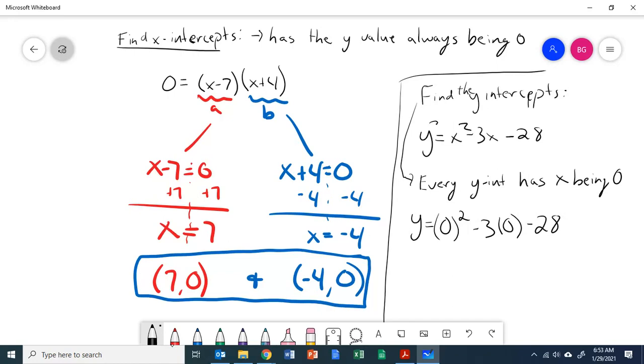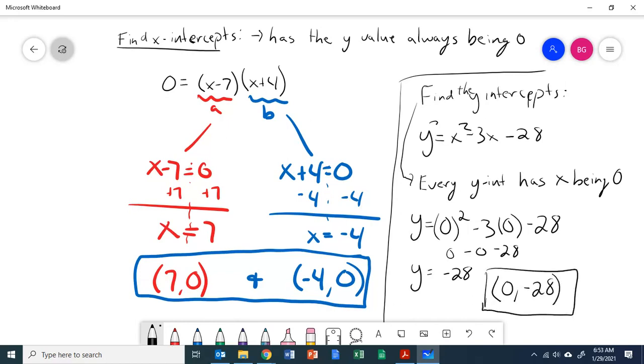Now solving this, the nice thing about the y-intercepts is it finishes so easily. We have y equals 0 minus 3 times 0 is 0, so we have y equals 0 minus 28, which is just negative 28. So that would be our y-intercept. Now we need to make sure we write that as a coordinate, and our coordinate would be 0 comma negative 28. And there is your y-intercept.